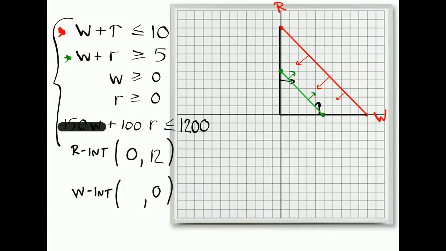So my R-intercept's 12. And if I do that same thing and I cover up and put 0 in for R, basically it makes that 0. Okay, when does 150W equal 1200? That is when W is 8. Okay, so this is perfect for intercepts.